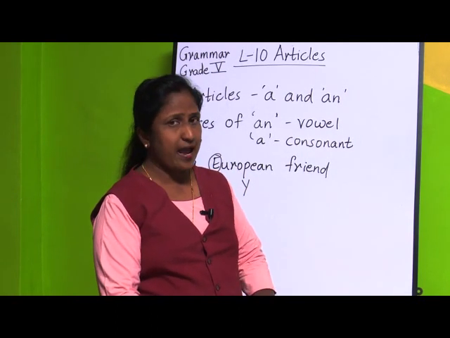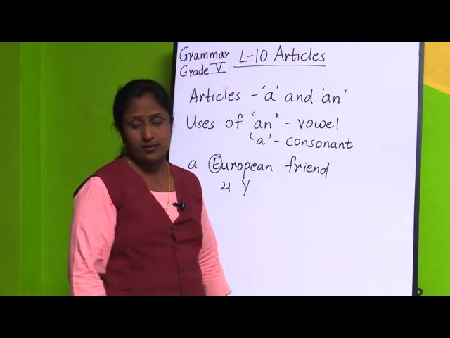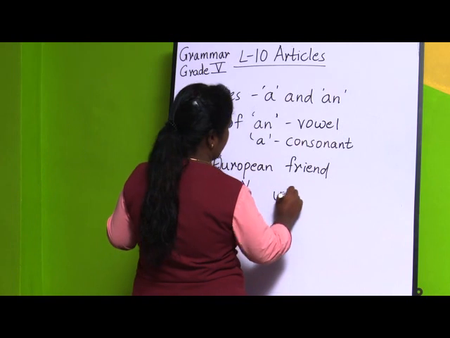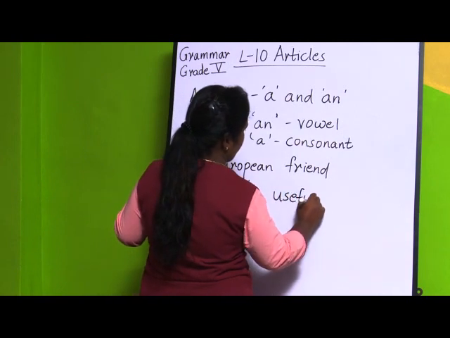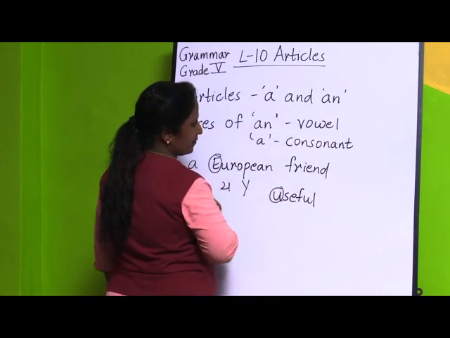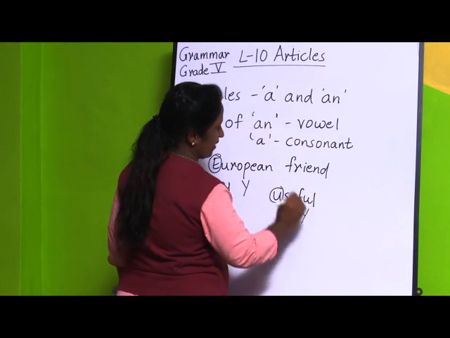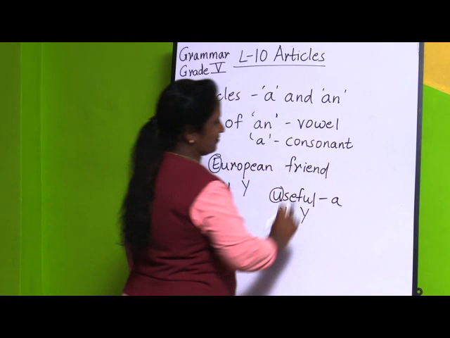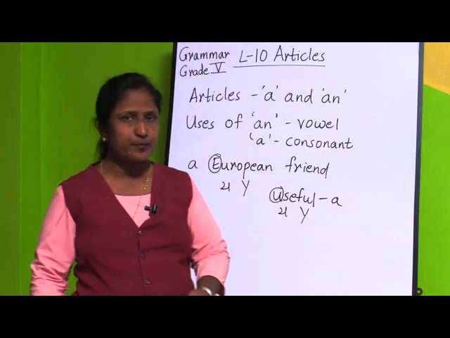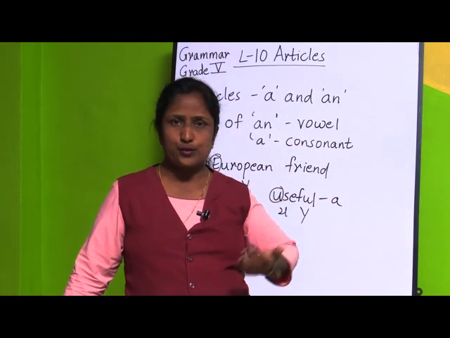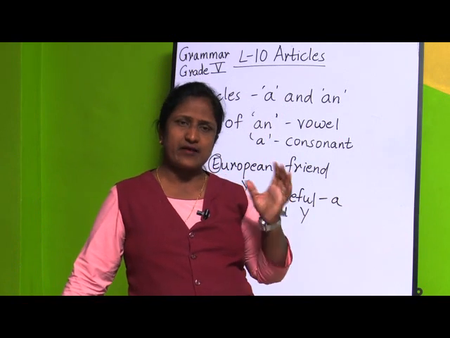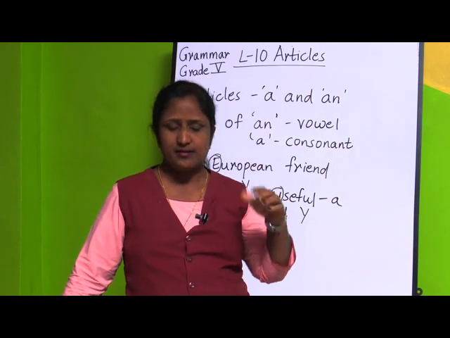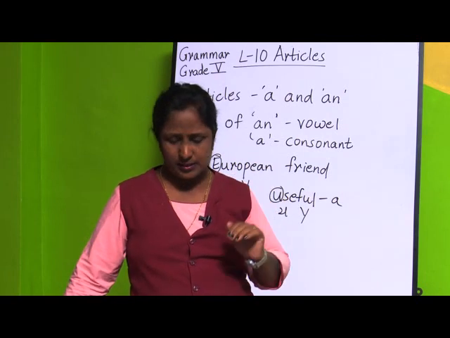So, first one, iron is a useful metal. Iron is an useful metal or a useful? A useful metal, because useful, U is a vowel, but the sound is Y. So, it will be a. I think children will be getting complicated, but you have to try to understand when I am teaching, and I will be giving you the clues or hints, so it will be easy for you to understand.